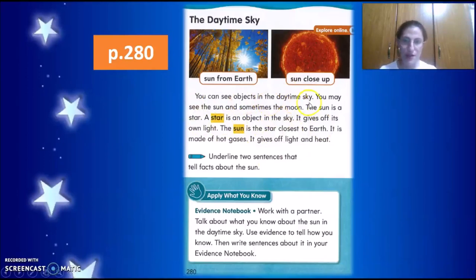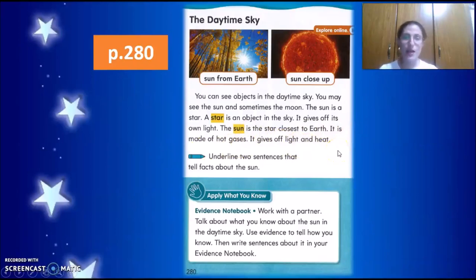You can see objects in the daytime sky. You may see the sun and sometimes the moon. The sun is a star. A star is an object in the sky. It gives off its own light. The sun is the star closest to Earth. It is made of hot gases and it gives off light and heat.